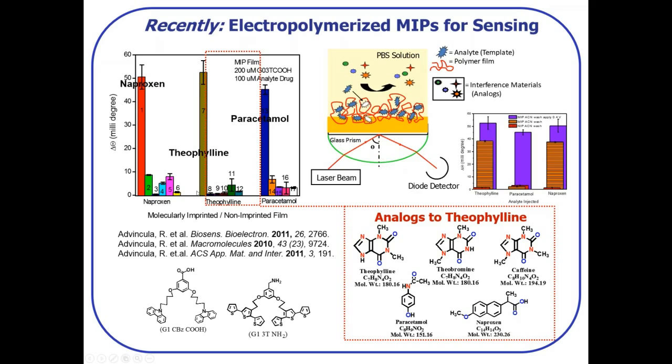The result, as shown here, is that the original template, whether it's naproxen, theophylline, or paracetamol, has very high binding coefficients or binding events as compared to the non-conforming or non-specific analytes that were introduced. So you can see how powerful molecular imprinting is in that you can make very, very specific interactions on surfaces.